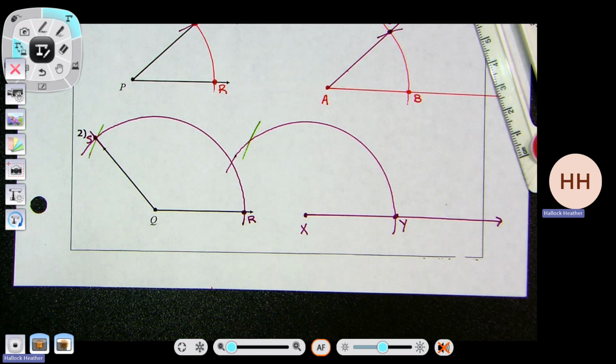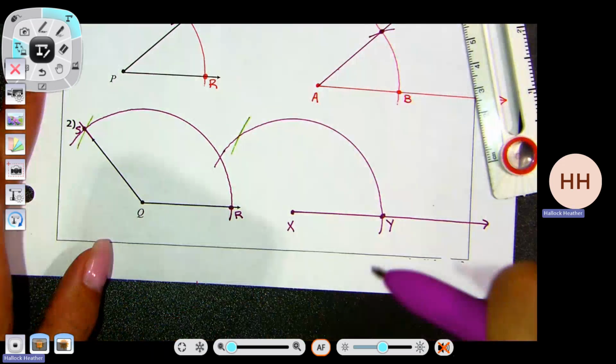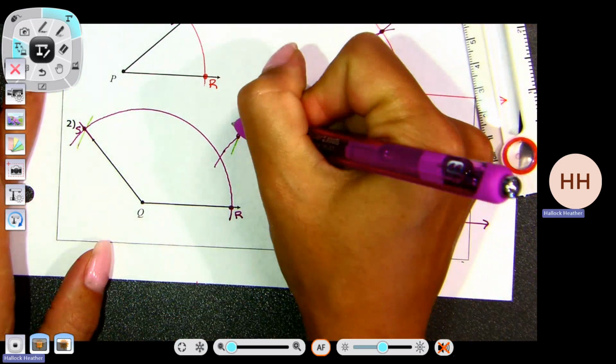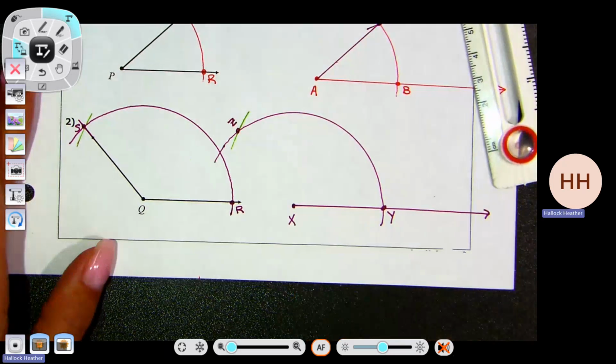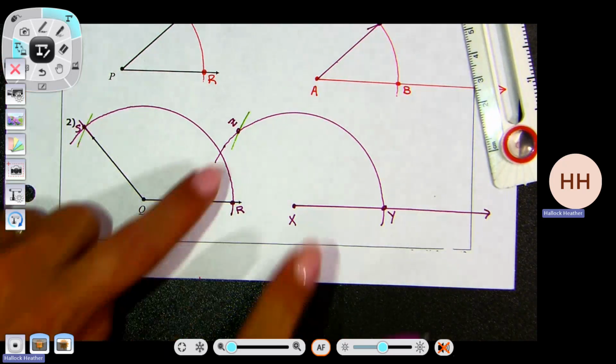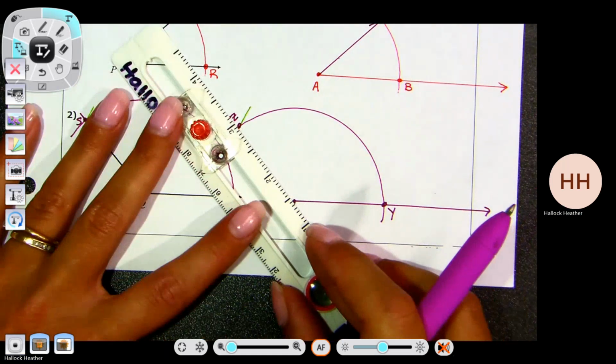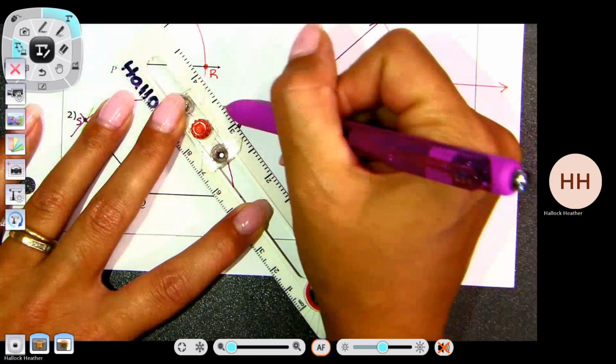Okay, where the arcs intersect, that's X, Y, so this will be Z. What's the very last step? I gotta draw the line. I gotta connect X to Z. And then I'll write the congruency statement.